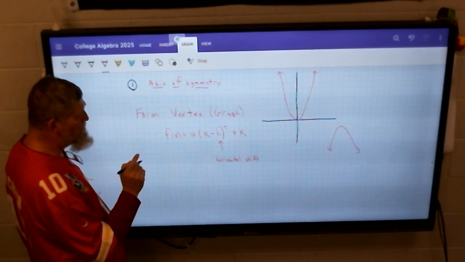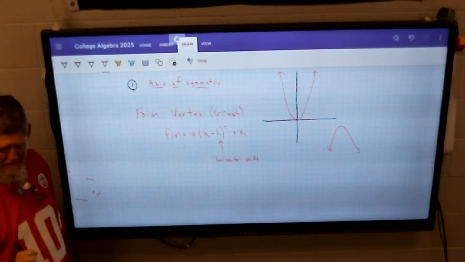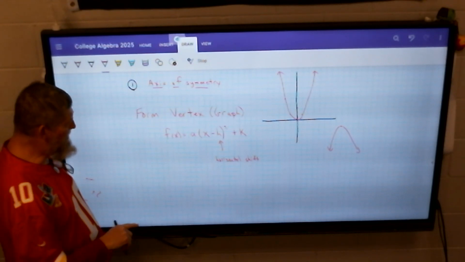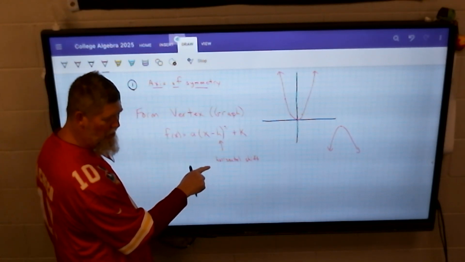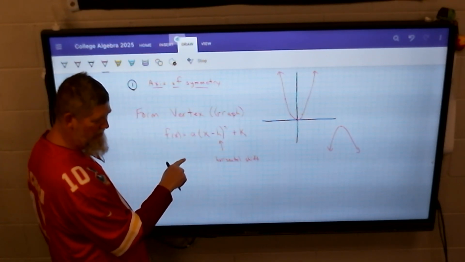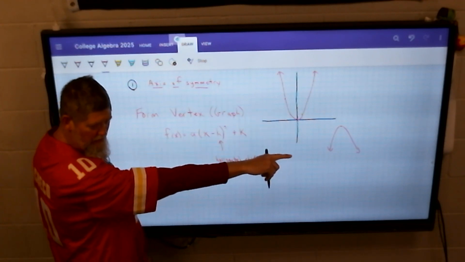Now, what's true about inside parentheses? They switch it. Switch the direction. So if this said x minus 3, you'd actually shift it which way? To the right. 3 to the right. 3 positive.